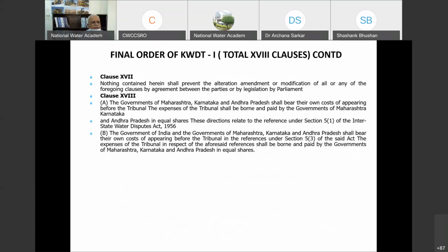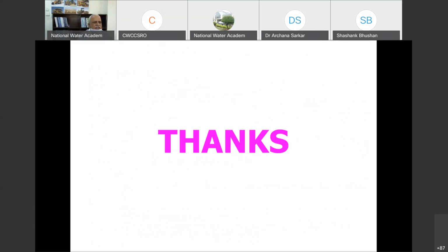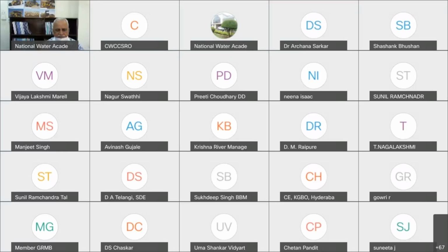And then other things are regarding bearing the expenses of the tribunal and all that. So this is in a nutshell the directives of the Krishna Water Dispute Tribunal 1, and how the tribunal exercised the parties for an agreement on various issues which were created at that time. That is the beauty of this tribunal's award of Krishna Water Tribunal.